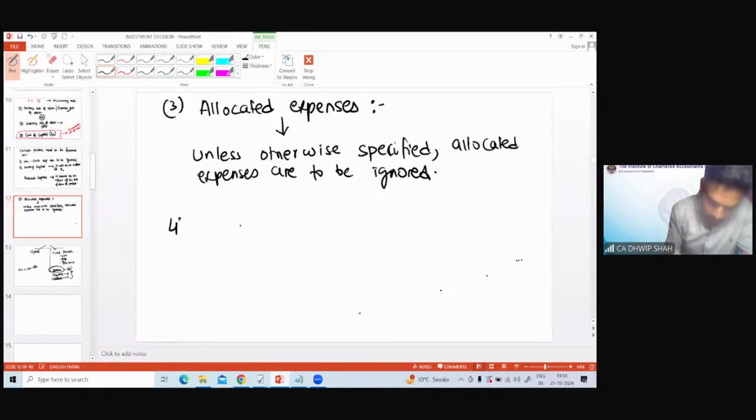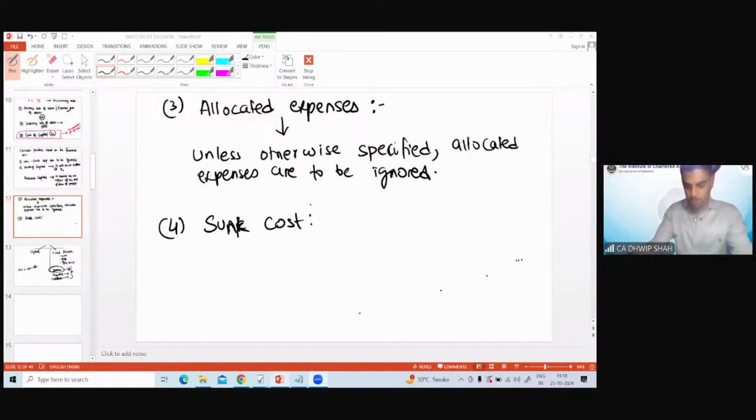Fourth point. Fourth critical aspect is about sunk cost. What do you mean by sunk cost? Can anyone tell me what you mean by sunk cost? Sunk, yes, correct. Sunk means drowned. It means certain expenses which are irrelevant for the project are to be ignored. That is the meaning of sunk cost. Let me again explain with the help of an example.